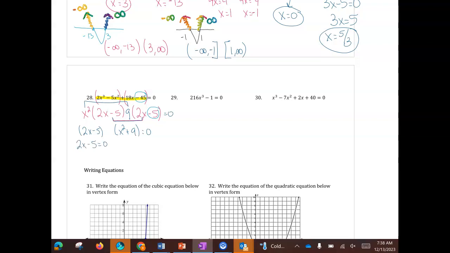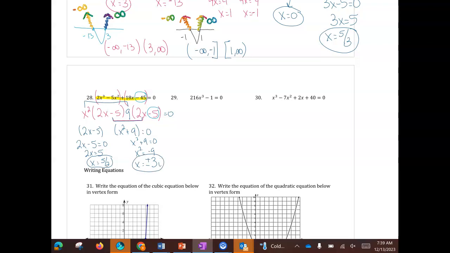For the one on the left, I'm going to add the 5 and divide by 2. And I will just leave it as a fraction. For the next one, I'm going to subtract the 9. So I will be square rooting. When I square root, I get 2 answers. I'll be taking the square root of 9, which is a very nice number of 3. I'm taking the square root of a negative number, so I have an i. So my 3 answers are right there.